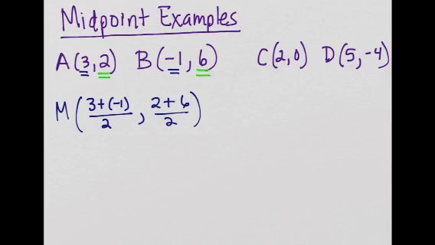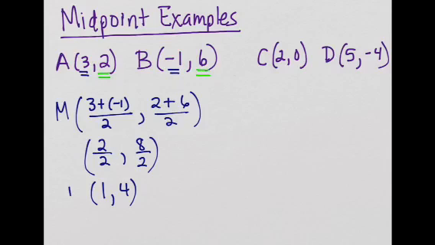So for the x coordinate, 3 minus 1 is 2. And then for the y coordinate, 2 plus 6 is 8. And then 2 divided by 2 is 1. 8 divided by 2 is 4. And there's your midpoint. Okay?